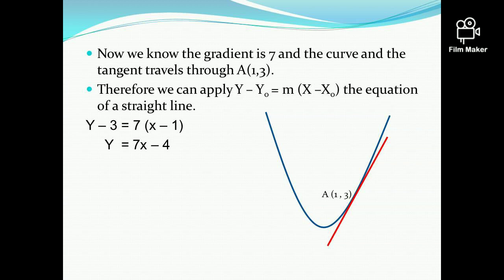Now we know the gradient of the tangent is 7 and we need another coordinate to find the equation of the tangent. We know that both the tangent and the curve travel through the coordinate A (1, 3). Therefore, we can use the formula y minus y naught equals m times (x minus x naught), where m is the gradient and (x naught, y naught) is the coordinate A (1, 3). If you substitute into that, you can get the equation of the tangent.